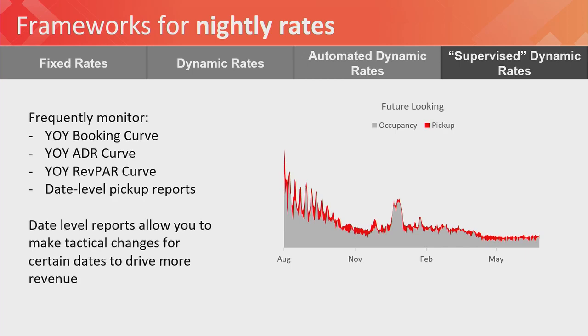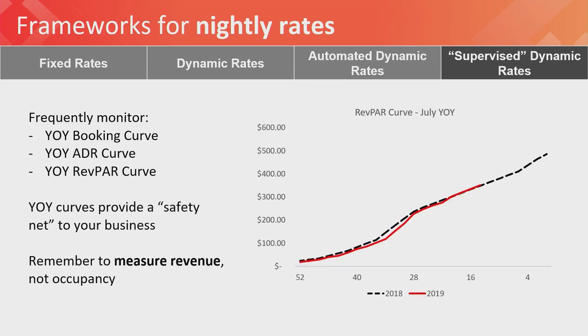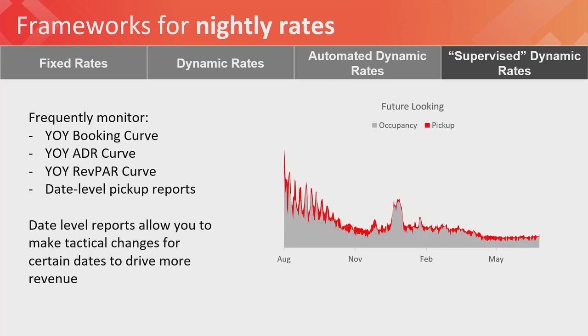And lastly, this chart looked at an aggregated set of data. So it's looking at the entire month in some ways. What you should also be looking at on a frequent basis, and this is why I keep calling it supervised dynamic rates, is this. It does not matter how your rates are changing, whether it's automated, you're doing it manually, or you're feeding in adjustments, you should always be tracking what's happening on upcoming dates.